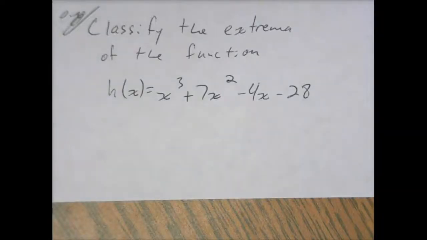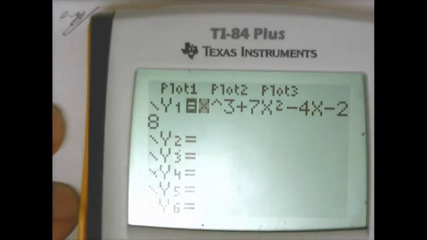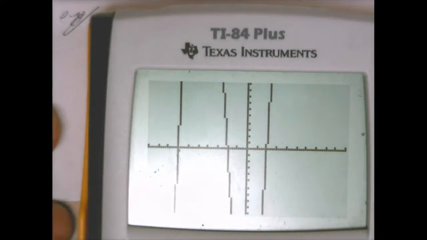All right, here's our next example. Take a second, pause the video, write it down. All right, first thing we're going to do is plug it in our calculator. So there's our function in the y equals. And then we can look at the graph. Well, that doesn't help us very much.